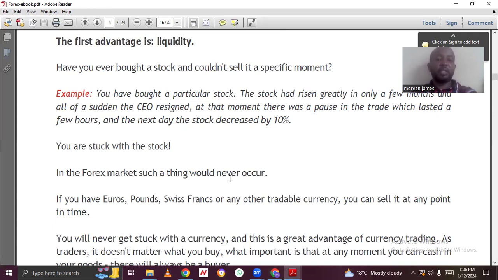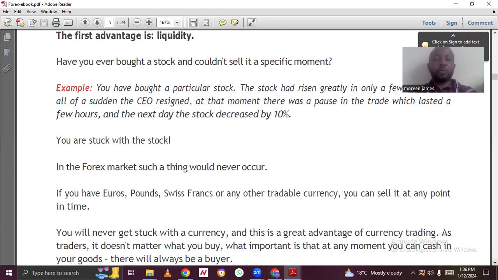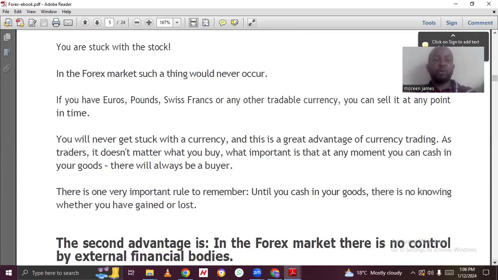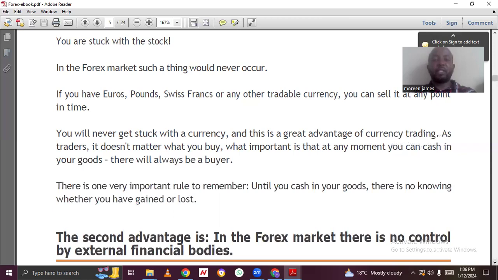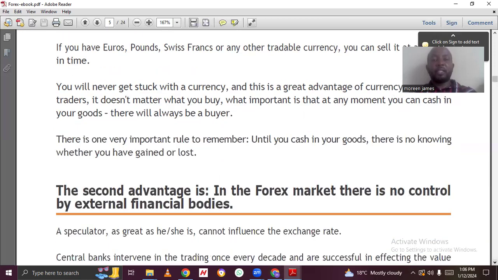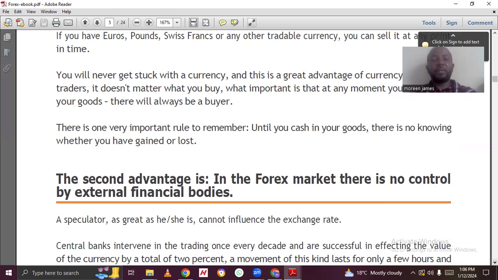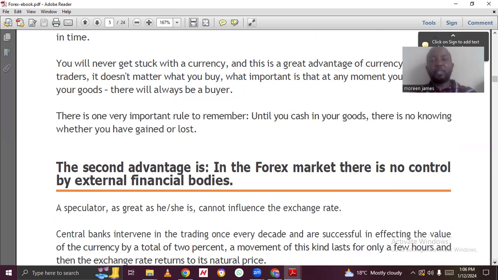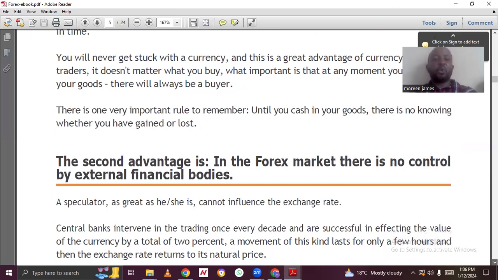In the forex market, there is no such thing, because now you have to look for someone else who will be willing to buy that stock. If you have euros, pounds, Swiss francs, or any other tradable currency, you can sell it at any point in time. You'll never get stuck with a currency, and this is a great advantage of currency trading. As traders, it doesn't matter what you buy. What's important is that at any moment you can cash in your goods, there will always be a buyer.